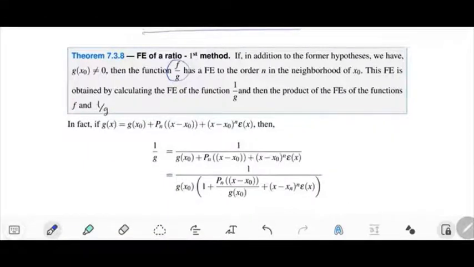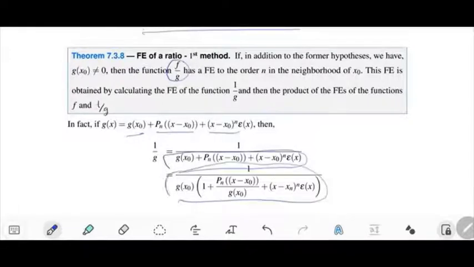In fact, if g can be written as g of x0 plus the polynomial of degree n plus the remainder, so I separated g of x0 from the remaining part, then 1 over g will be equal to 1 over this expression. And so I will take g of x0 as a common factor, which will give this expression in here. Then I will put g of x0 on the side, and calculate the finite expansion of this term.